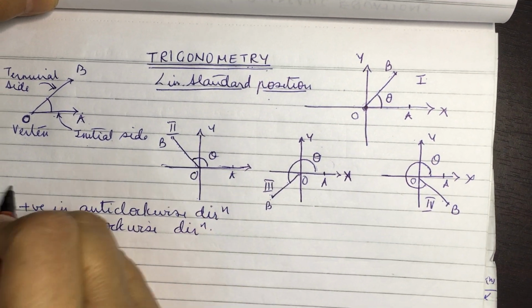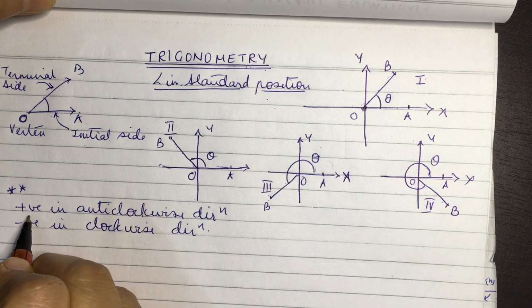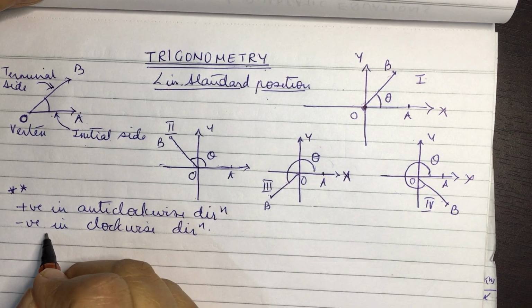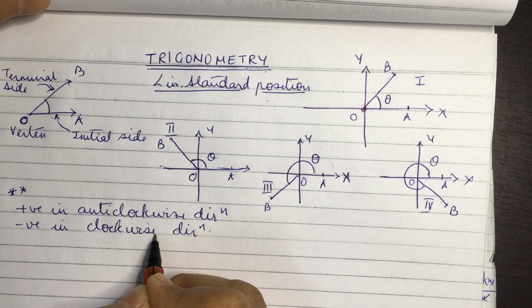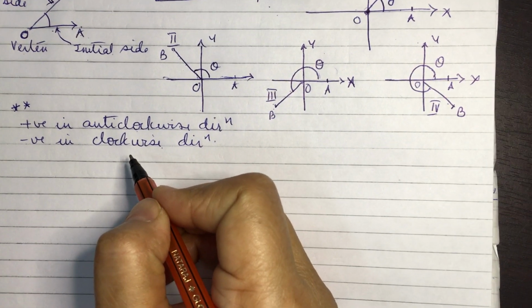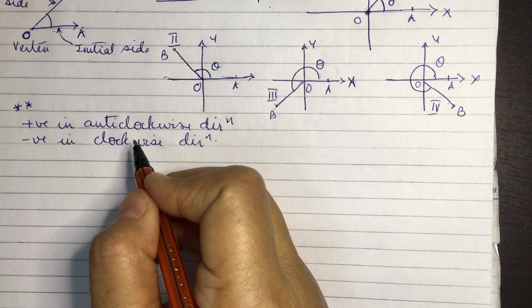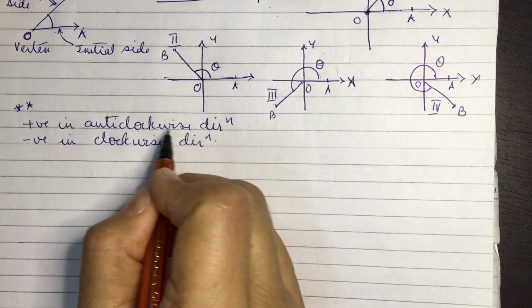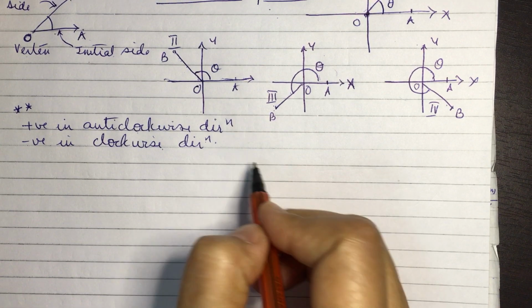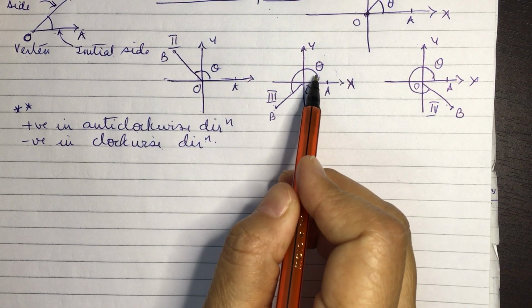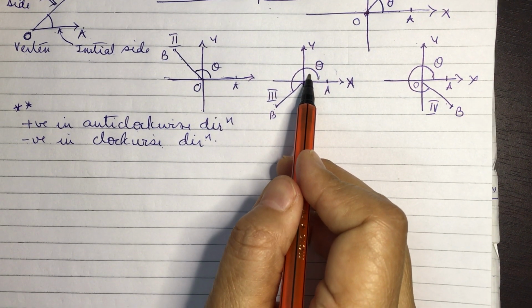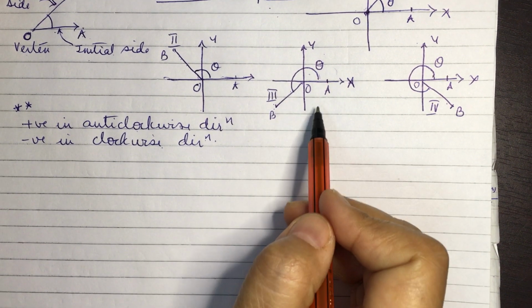Another thing which has to be kept in mind is that the angle is taken as positive when measured in the anti-clockwise direction and negative when measured in the clockwise direction. Now in our study of angles, we are not restricted to angles lying within 360 degrees only, because an angle of 360 degrees covers one full circle. We may have angles which are more than 360.